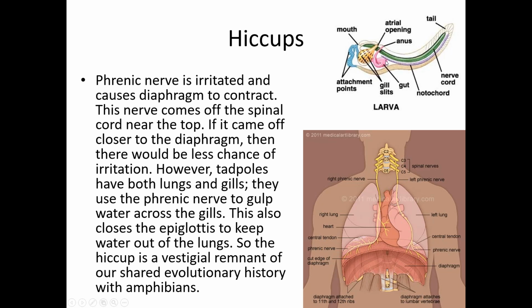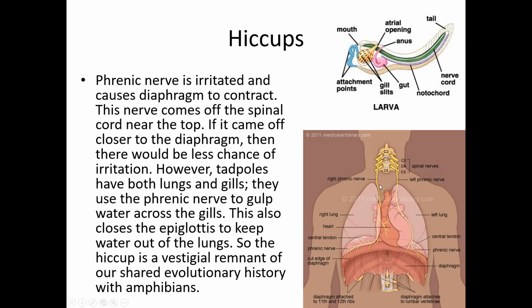This is the larva, basically kind of what a tadpole looks like, and they can breathe both in water when they're tadpoles and on land. The phrenic nerve is what helps them gulp water so that it goes over the gills and it closes the epiglottis so that the water doesn't go in their lungs. And for the tadpole, the phrenic nerve is coming off right next to their diaphragm.